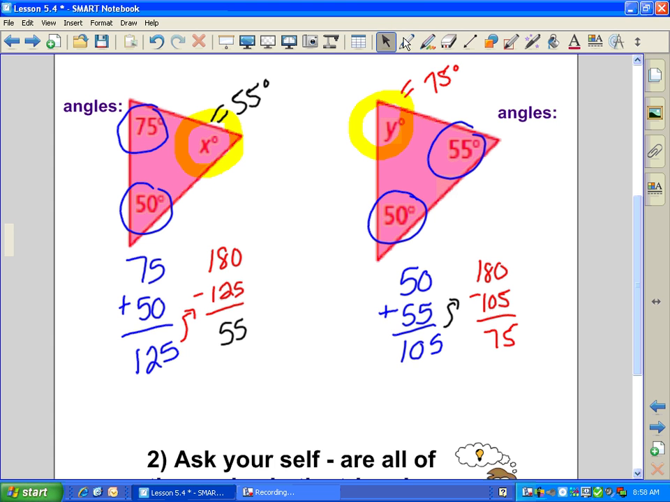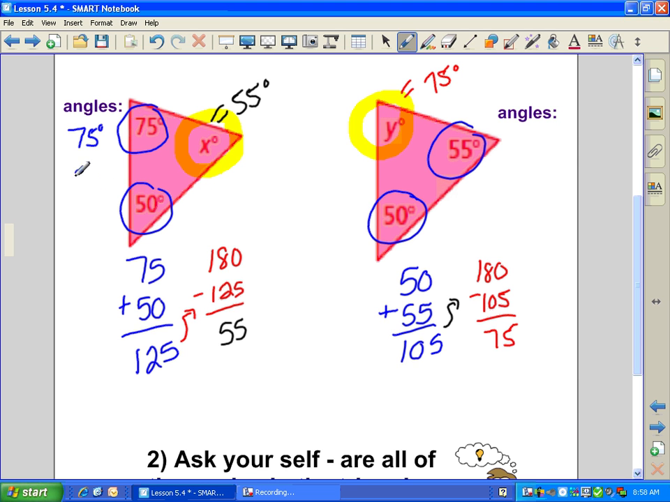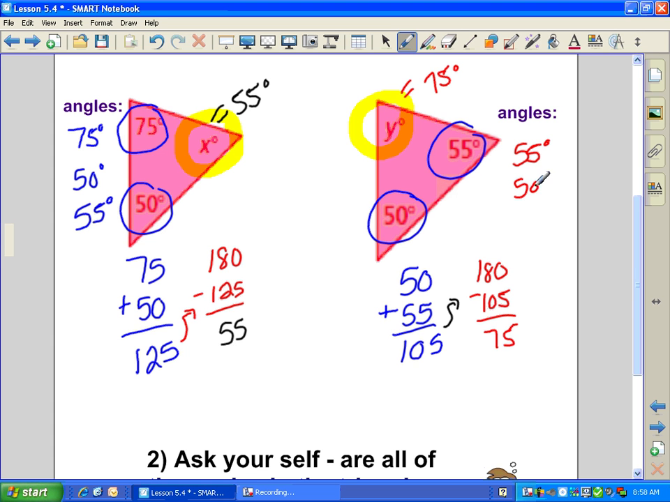I'm going to take my angles and I'm going to list them out. So I have 75 degrees. I have 50 degrees. And you remember, I solved for this missing angle, so that was 55 degrees. In this triangle, list them out. I have 55 degrees, 50 degrees, and 75 degrees.